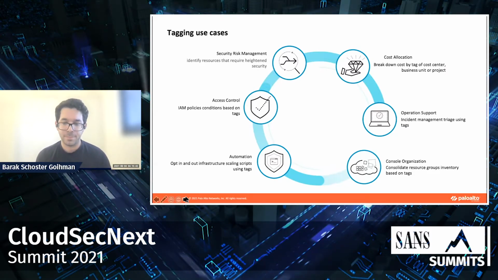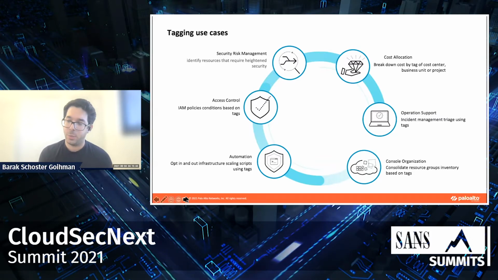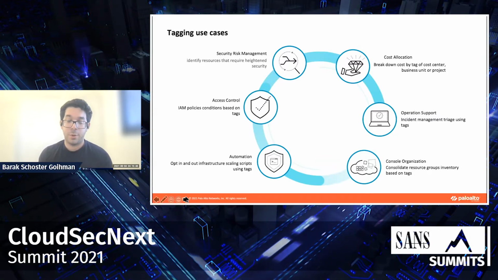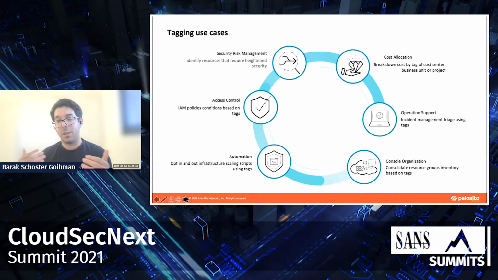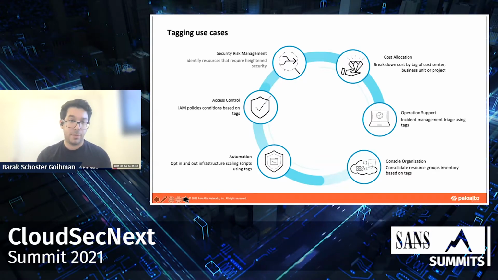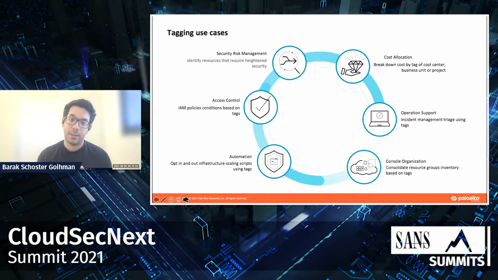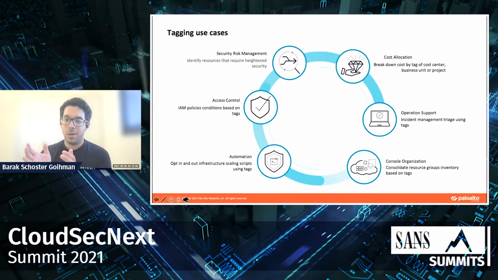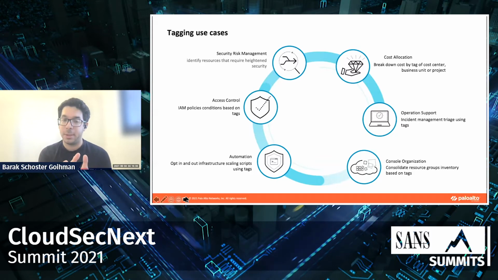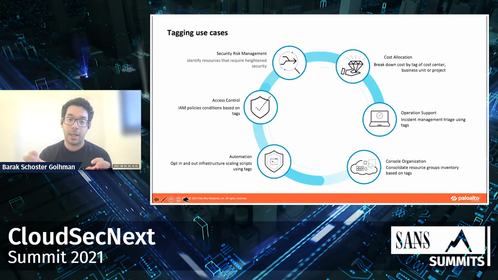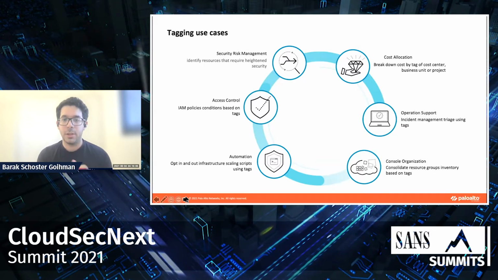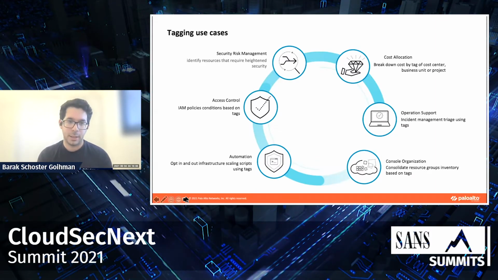Cost allocation would usually be done using another tag, the cost center. If you have multiple cost centers provisioning resources to a set of cloud environments, the ability to slice and dice who owns those resources from a cost center perspective, analyzing how much each cost center is spending in the cloud, can be done only using tags.